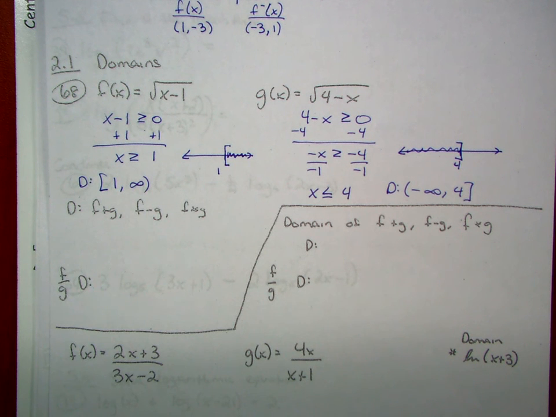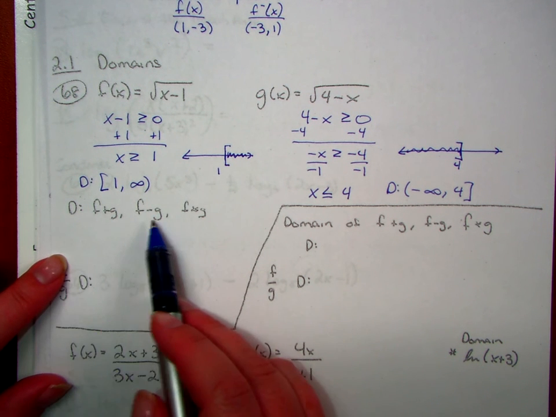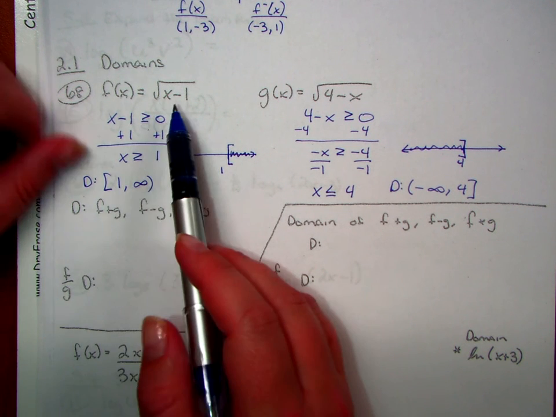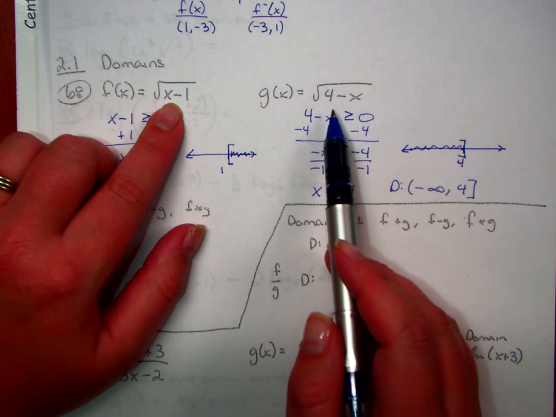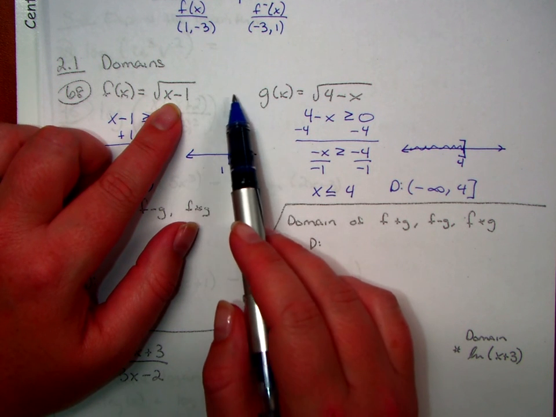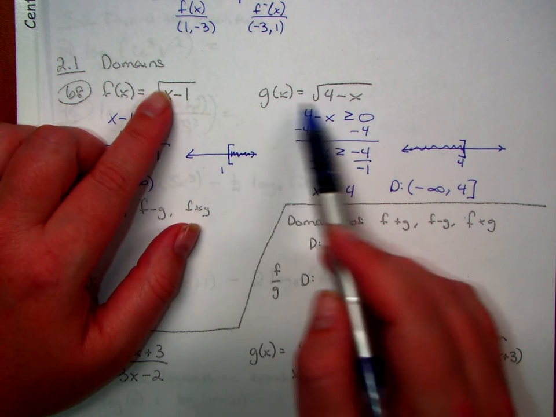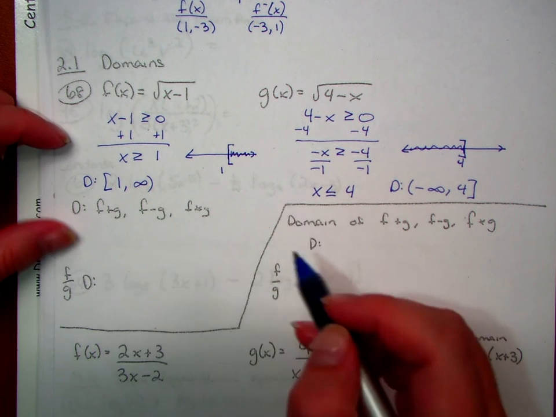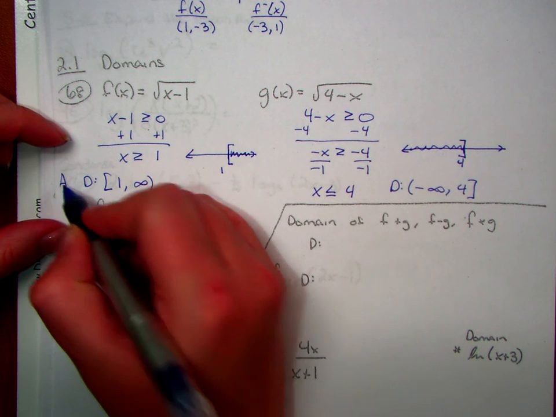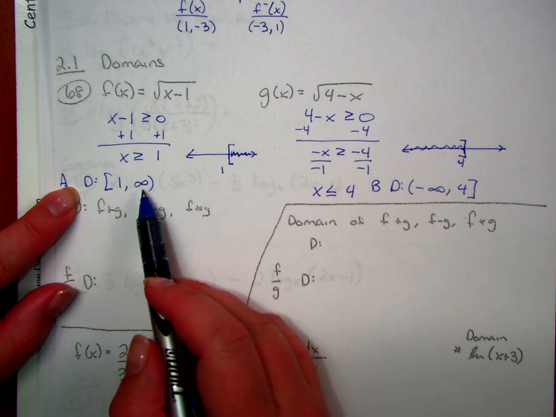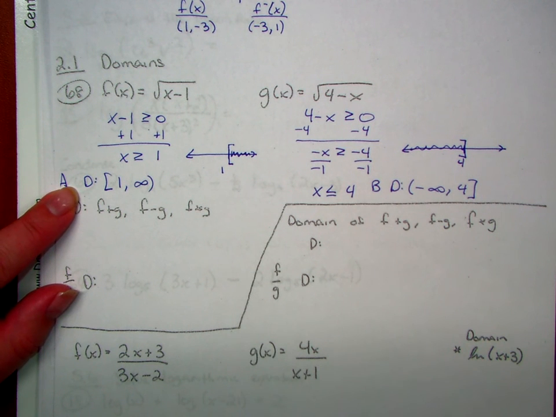All right, so what is all of this? f plus g, f minus g, f times g, and f divided by g. We're just going to find the domains here. What happens if I add these square roots? Not much. We just take the two square roots and put a plus sign in between them. Same thing with subtraction. Multiplication, we could multiply what's underneath. Division, we could divide what's underneath. But what's more important here is what the domain is going to be. I'm going to call this set A and this set B. A is 1 to infinity, and B is negative infinity to 4.